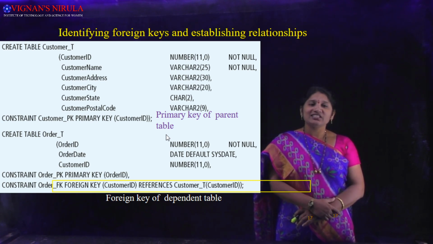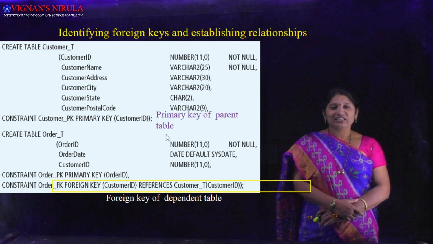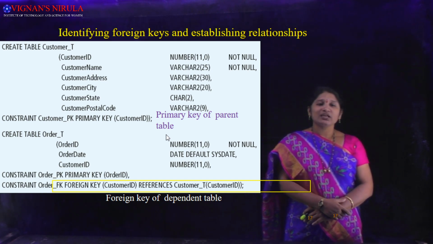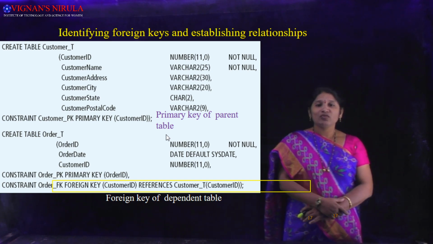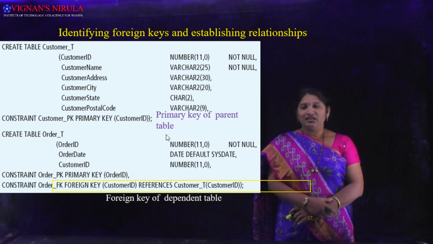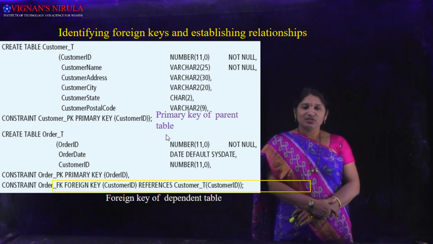The constraint name I have put is customer underscore pk, in order to indicate it is a primary key on the customer table. What is the type of the constraint? Primary key. On which attribute do I want to apply the primary key constraint? That is on the customer ID. So that is the customer table description.